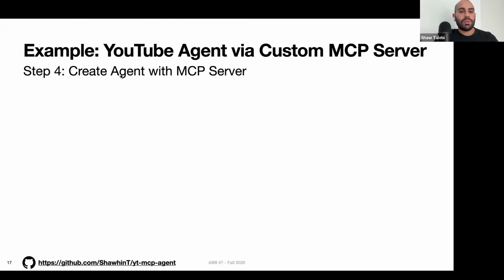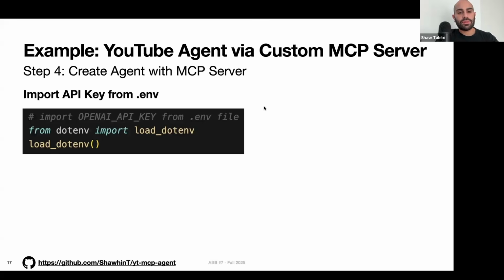The next thing we want to do is to create the agent. And the way we do that is by connecting an LLM to the MCP server. So this is actually pretty straightforward using OpenAI's Agents SDK. So the first thing I'll do is import my OpenAI API key.